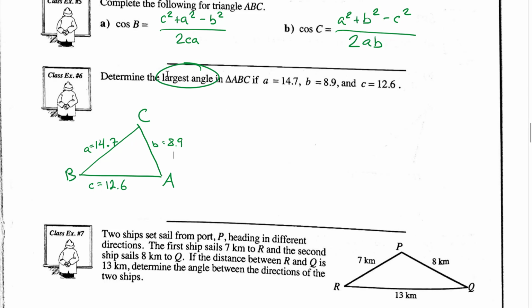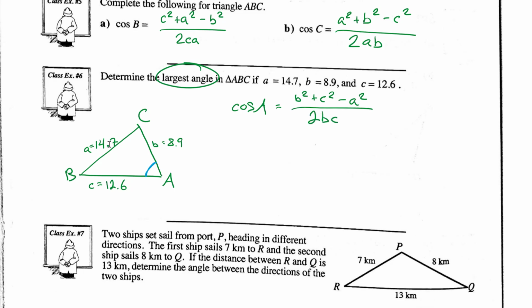Okay, so we're looking for the largest angle. And here's the thing. The largest angle, which one is it going to be? It's going to be opposite or across from the largest side. So the largest angle that we're looking for is angle A. So according to the cosine law, because we have a side-side-side triangle, all three sides are given, that's going to indicate the cosine law. So according to this, the cosine of A is going to be b squared plus c squared minus a squared all over 2bc.